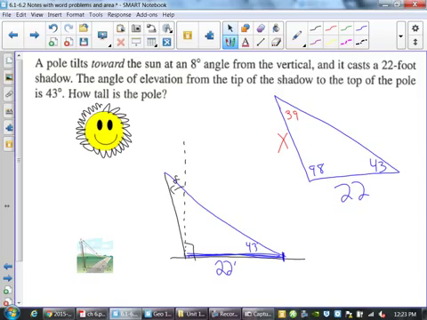43 is that side. The new part here really is to understand what it means to be off of vertical. It just means you're not at 90 degrees, you're tilted. You're the Leaning Tower of Pisa.